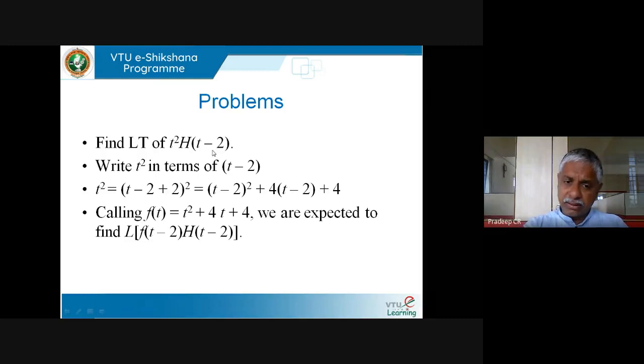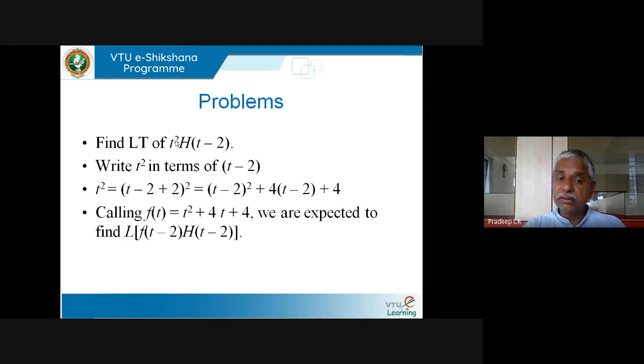Let me emphasize again. Let me repeat it again. I have the function t square into h of (t minus 2). I want to find its Laplace. I can't write this as f(t) equal to t square. If I write that, what will happen? I'm asked to find Laplace of f(t) into h(t minus 2). I don't know how to do that. I know if you give me Laplace of f(t minus 2) h(t minus 2), I know. So I want to write t square in terms of t minus 2.